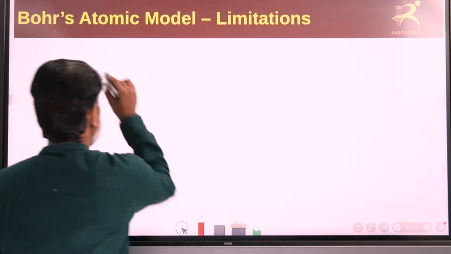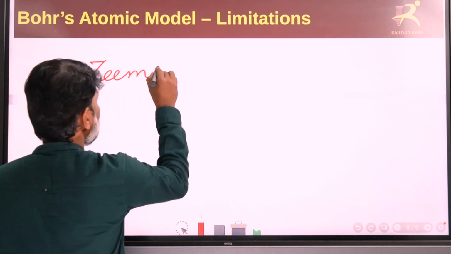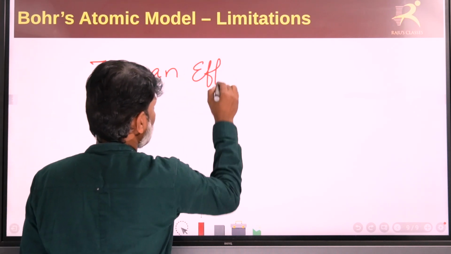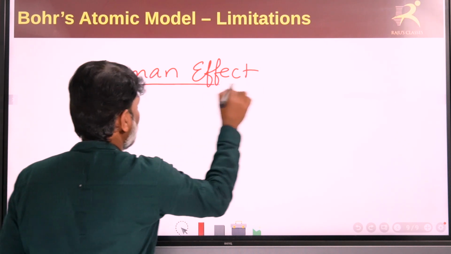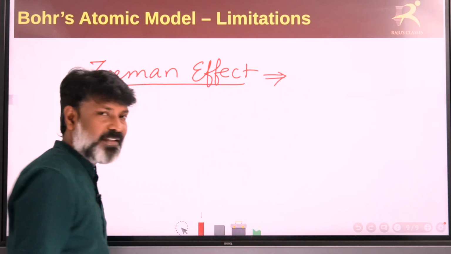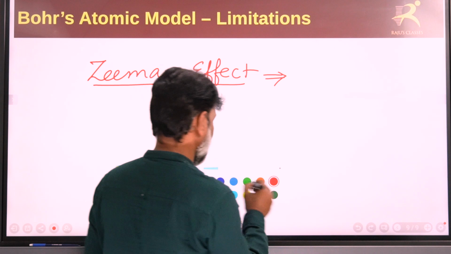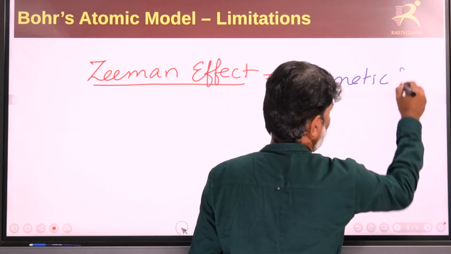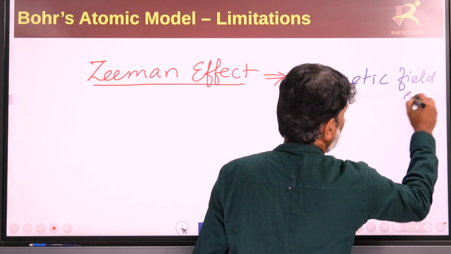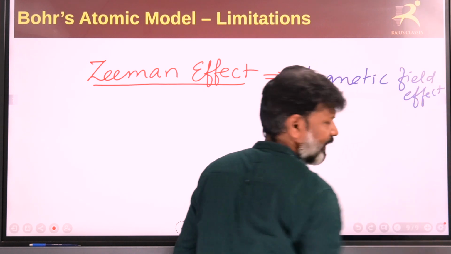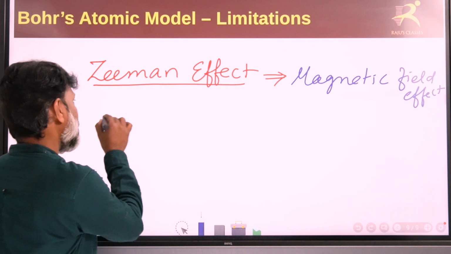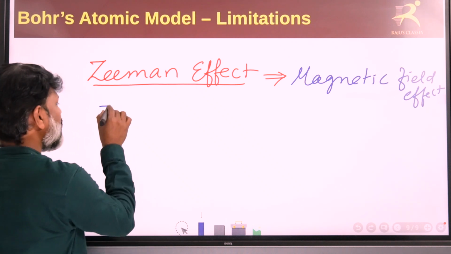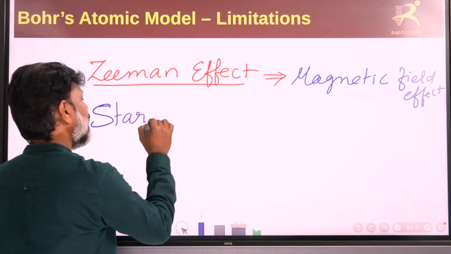The first limitation is the Zeeman effect. Bohr's atomic model does not explain the Zeeman effect, which is nothing but the effect of a magnetic field. So the model was not talking about the magnetic field effect. Simultaneously there is one more omission, that is the Stark effect.